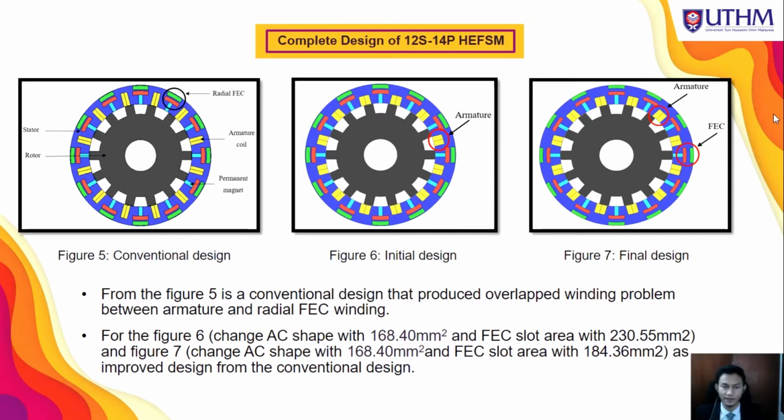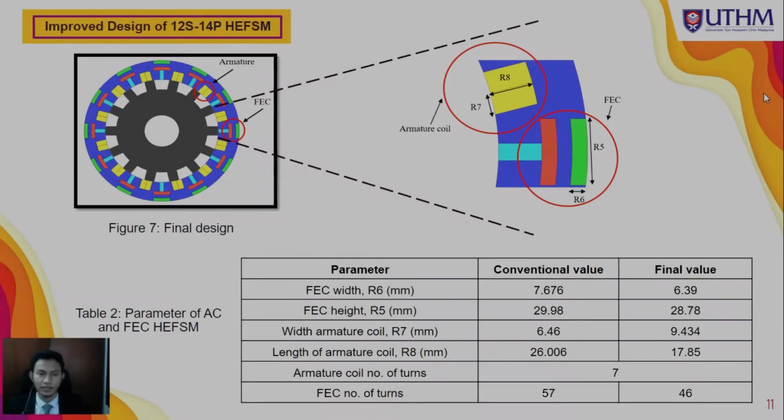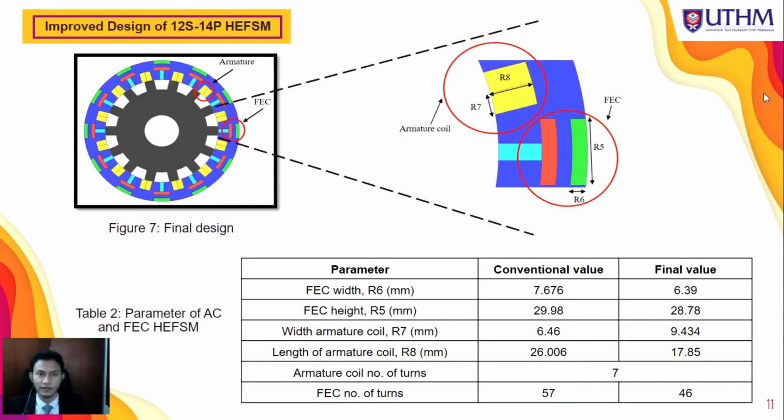In figure 7, which is the final design, I changed the AC and also the slot area of the APC. The slot area for the AC is 168.40 millimeter square, and the slot area for the APC is 184.36 millimeter square. This slide shows the figure 7 final design, which is the improved design from the conventional design and also the initial design. In table 2, we show the parameters of the armature and FEC HFSM.